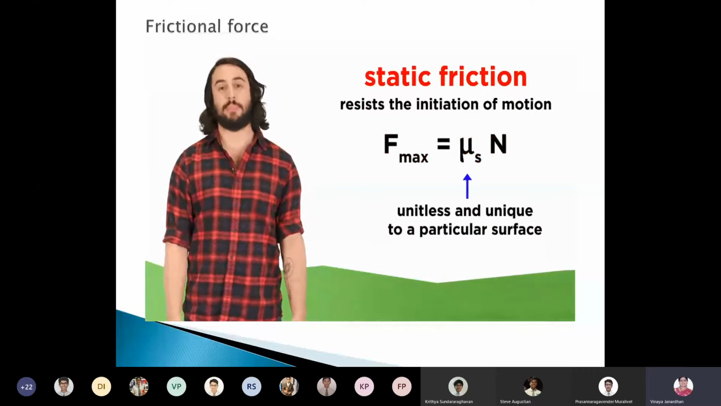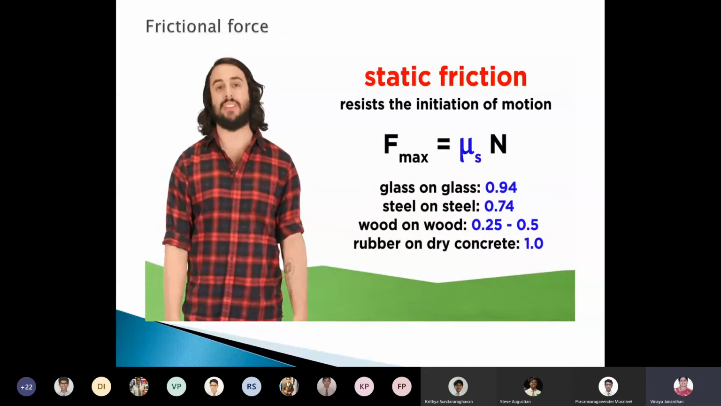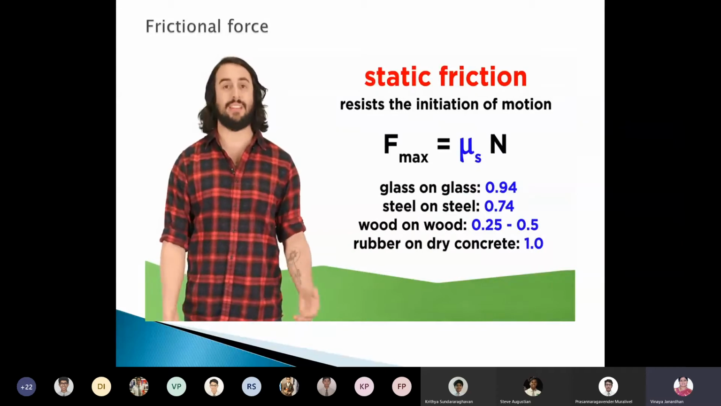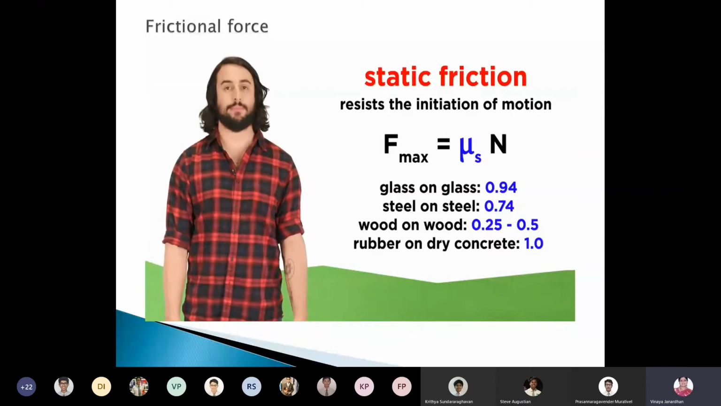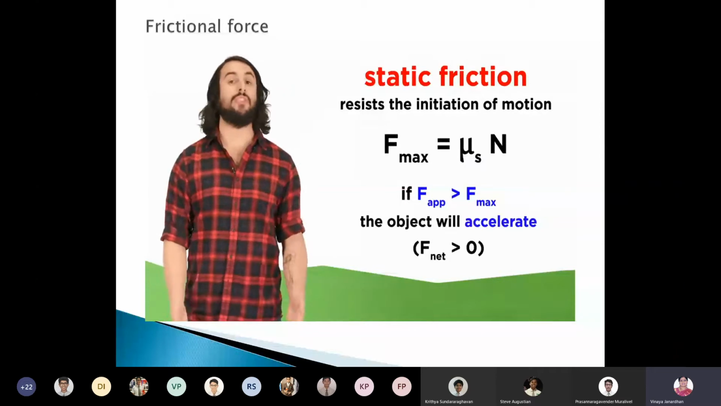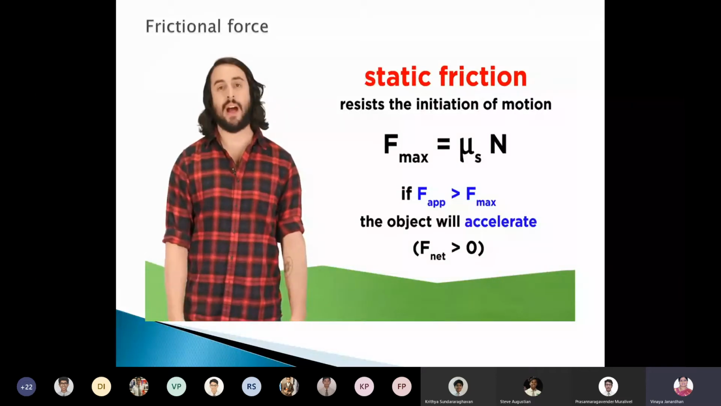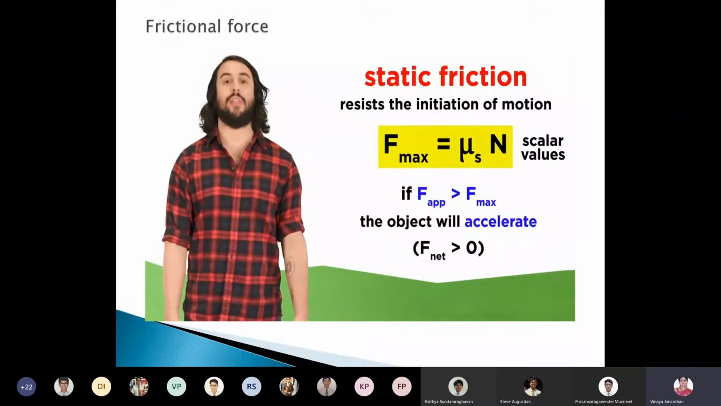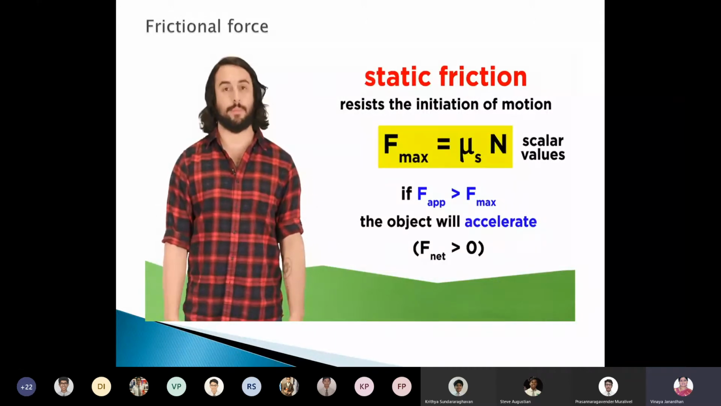This coefficient, represented by the Greek letter mu, is unitless and unique to the surface in question, and we have tabulated these coefficients for a variety of common surfaces, like glass, steel, wood, and rubber, and the various combinations thereof. As we said, once the applied force exceeds the maximum static friction, the object will begin to move. Bear in mind that this equation involves scalar quantities, not vectors, and therefore implies nothing about direction.